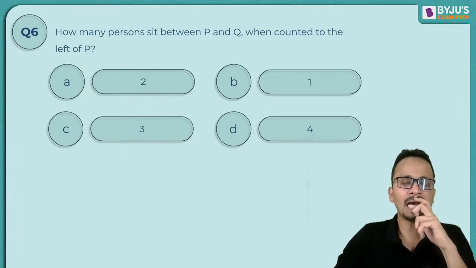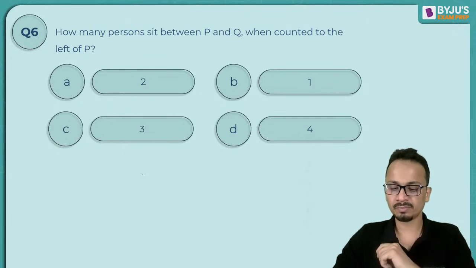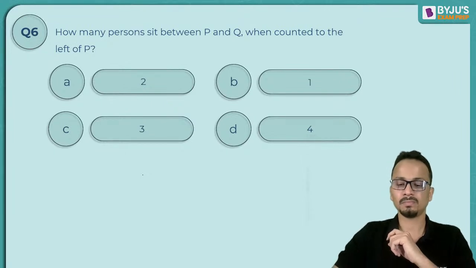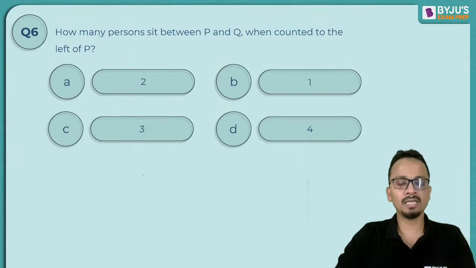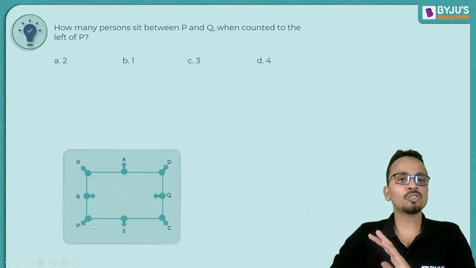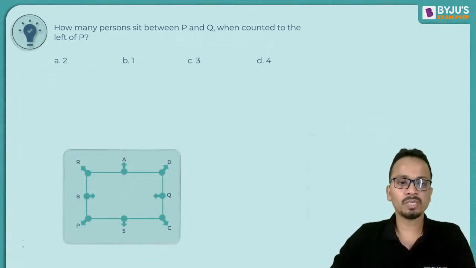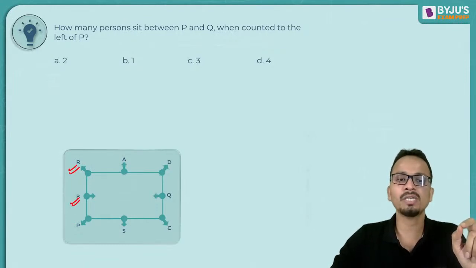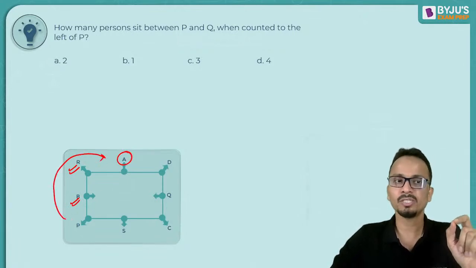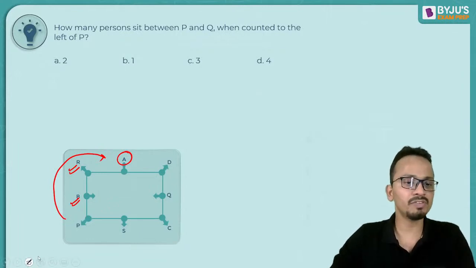How many persons sit between P and Q when counted to the left of P? Muskan, I'll clarify that particular thing to you. In the previous question, it was asked third to the right of P. So first is this one, second is this one, and third will be this one, right of P. So A was the answer for the previous question.